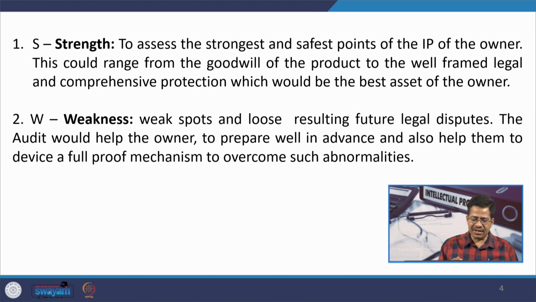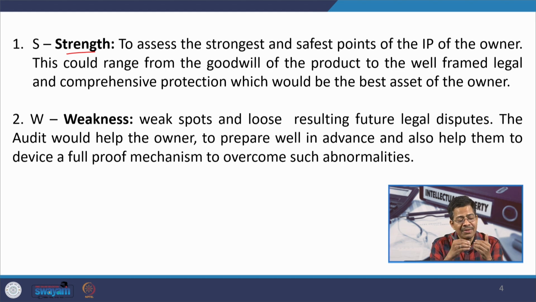So, let us first discuss the strengths. Strength is to assess the strong and safe points in your IP portfolio. Maybe you are a market leader, and because of that, you are the organization which is driving the technology in that particular area, and maybe you become obsessed with your strength once upon a time.